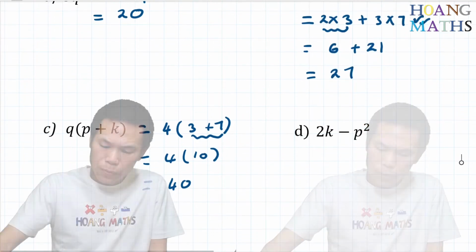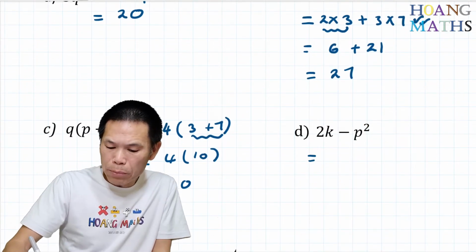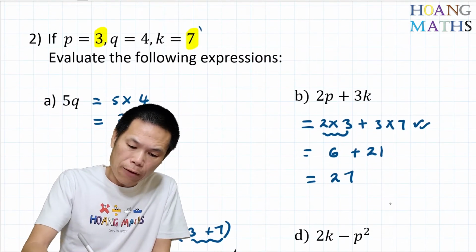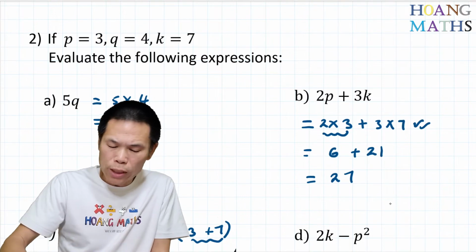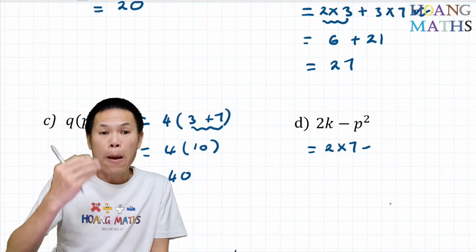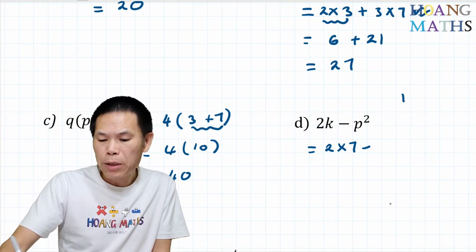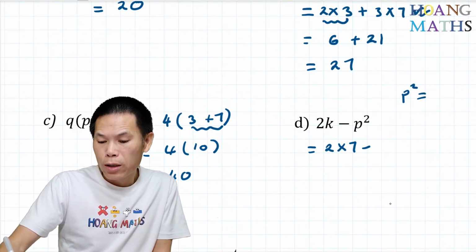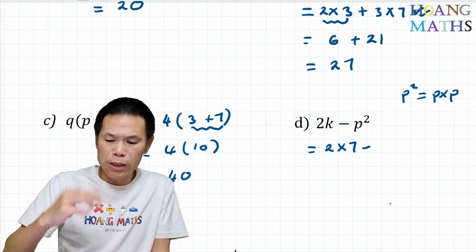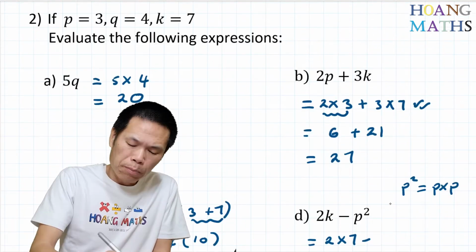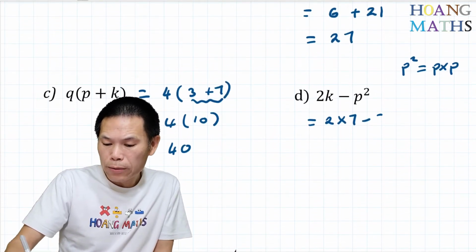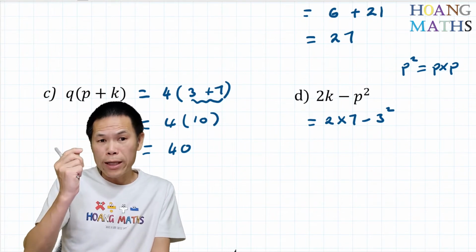Part D. So we have 2k. That means 2 times k. So k is 7. So 2 times k means 2 times 7. And minus p squared. Don't forget, p squared is also the same as p times p. Otherwise, we just write p squared first. But in this case, p is 3. So therefore, 3 squared. And we know that 3 squared is 9.